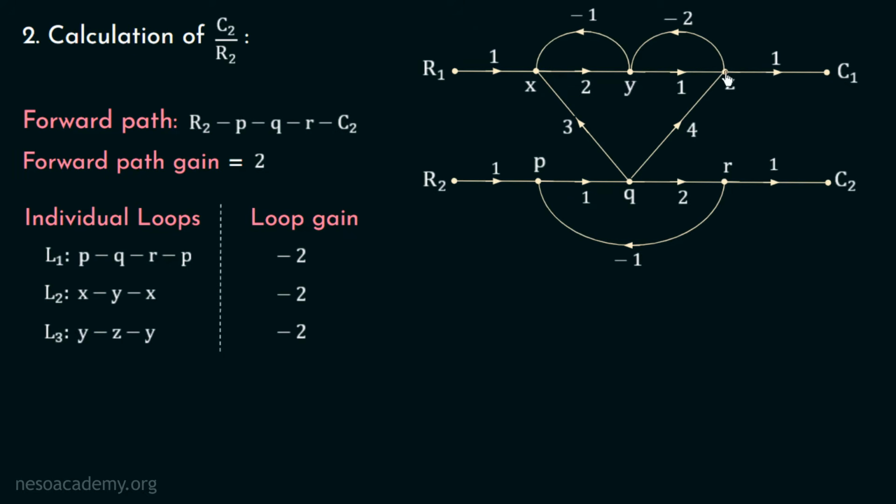Now, we will observe this signal flow graph and check for the non-touching loops. We can see that this loop L1 does not have any node in common with this loop XYX, which is loop L2, and this loop YZY, which is the loop L3. So we can say that we have two pairs of non-touching loops. The first pair is L1, L2, and the second pair is L1, L3.